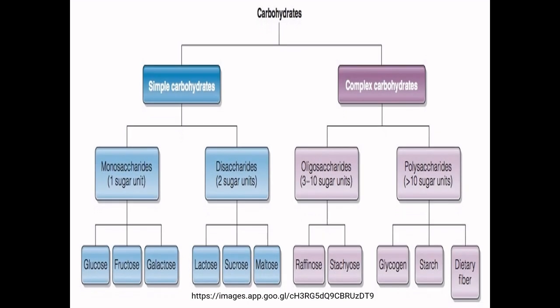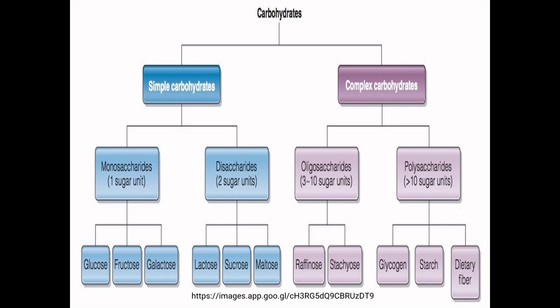This slide shows the outline classification of carbohydrates: simple carbohydrates and complex carbohydrates. Under simple carbohydrates, we have monosaccharides and disaccharides. Under complex carbohydrates, we have oligosaccharides and polysaccharides. So examples under each category are shown here.